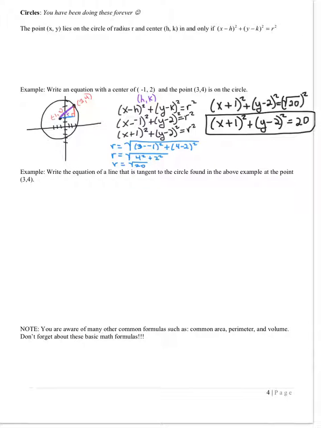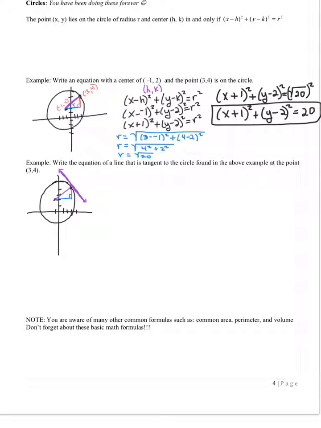So the last part we needed for our circle equation was the radius. So the radius is the square root of 20, and so in the circle equation we would write that as the square root of 20 squared. Well, the square root of 20 squared simplifies down to just 20. So our final equation for our circle is x plus 1 squared plus y minus 2 squared equals 20.